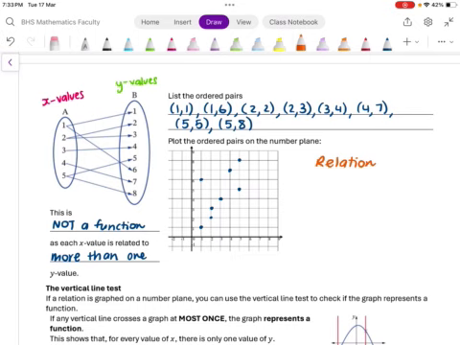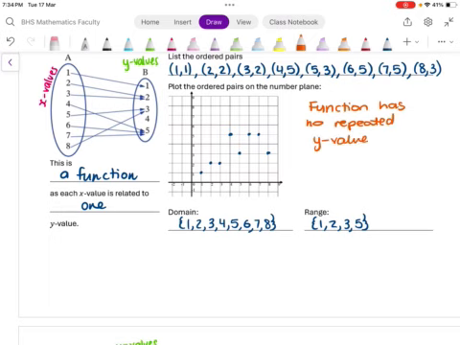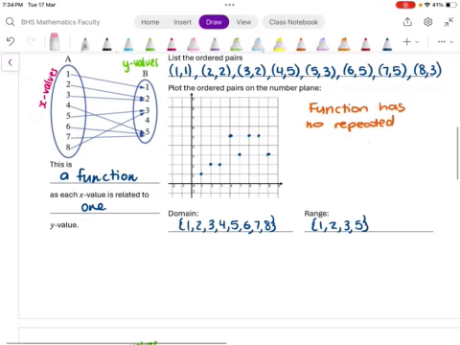So our relation has repeated x values in our coordinates, whereas a function has no repeated x values.